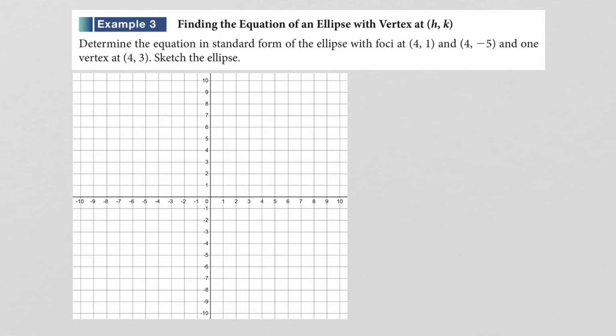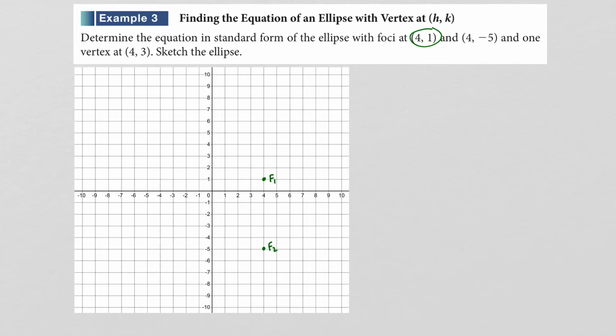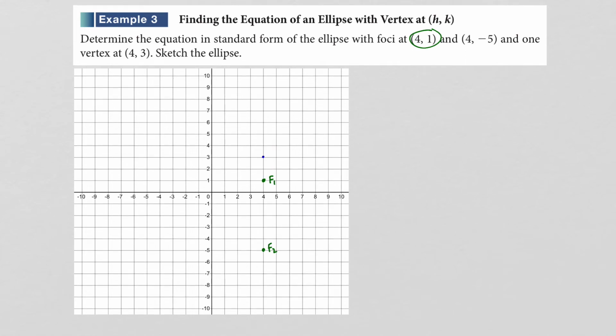Let's start with the foci. One focus is at the point (4, 1). The other focus is at the point (4, -5). I'll label this F1 and I'll label this F2. And then they tell us that one vertex is at the point (4, 3). (4, 3) is right here. Let's go ahead and put that in, and I will call this V1.